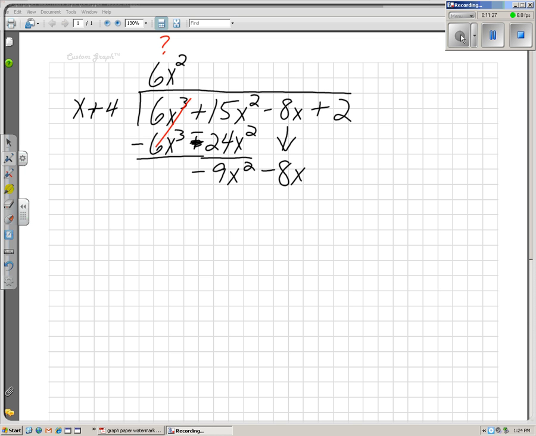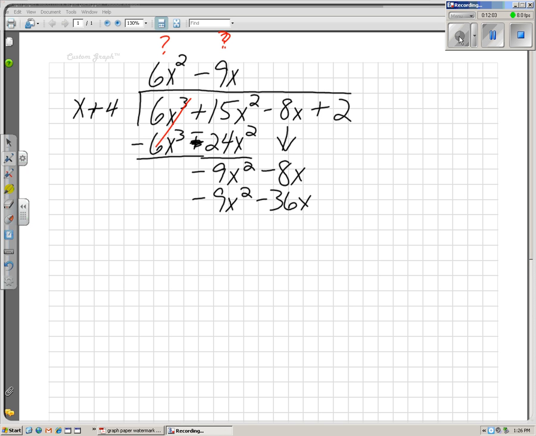What's next? Bring down the next term and do it all over again. Okay, we are looking at the first term x and this first term right here, the negative 9x squared. So our question is, up here, what do I multiply x by to get negative 9x squared? Well, that would have to be a negative 9x. My fault. I'll slow down and do this right.